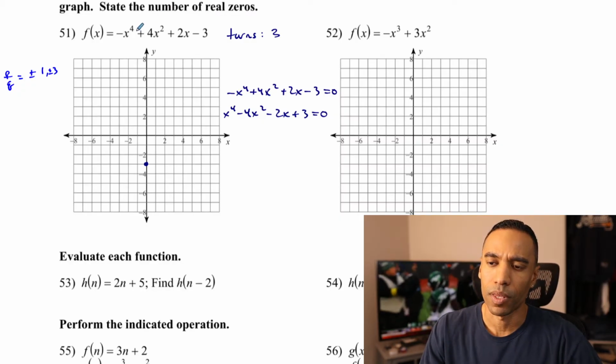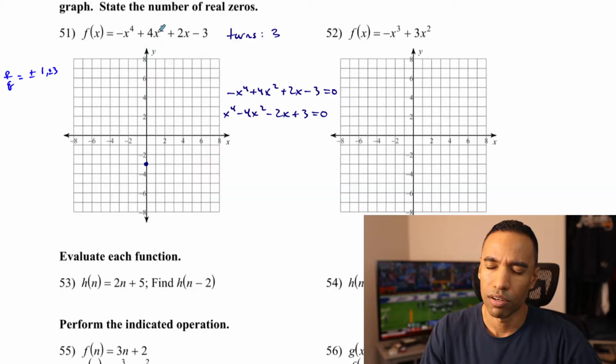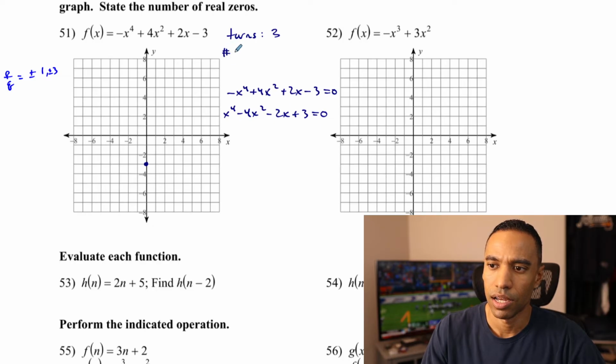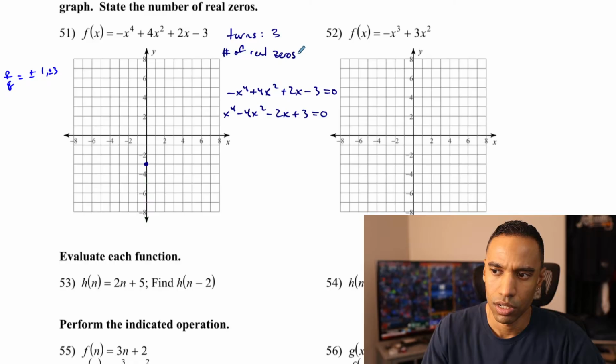Let me check on 1 again. 1, negative 1 plus 4 is 3 plus 2. Yeah, no, that doesn't work. All right, so number of real zeros here. Real zeros? 0.